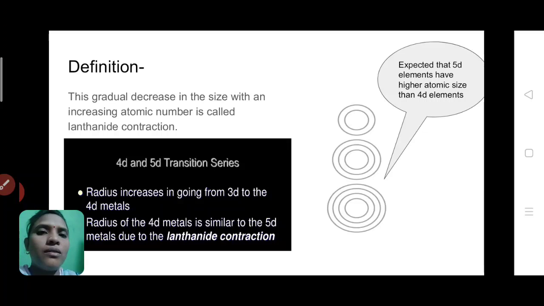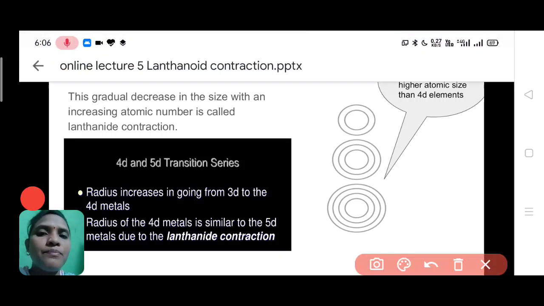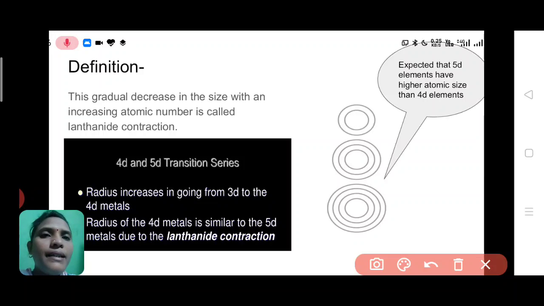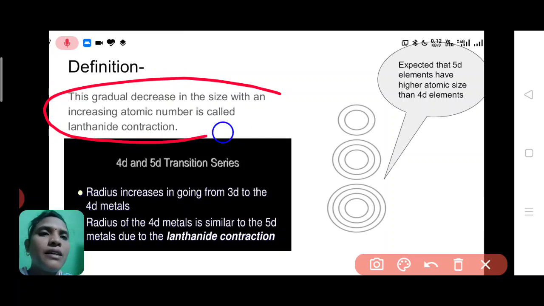Now what is lanthanoid contraction? First we have to see what is lanthanoid contraction. It is a gradual decrease in size. See this statement. The gradual decrease in the size with an increased atomic number is called lanthanoid contraction.